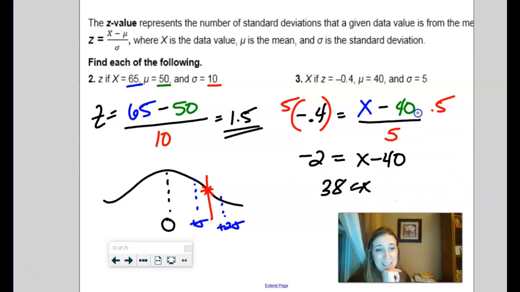So that kind of makes sense, because if your mean was at 40 and you were below it, that means you have a negative z-score, right? So you're not even 1 deviation below it. It makes a lot of sense, okay? Because the deviations are 5.